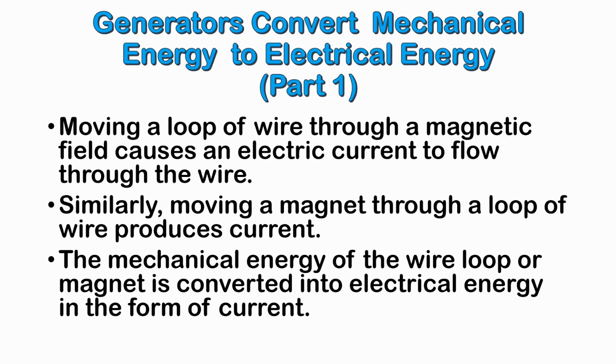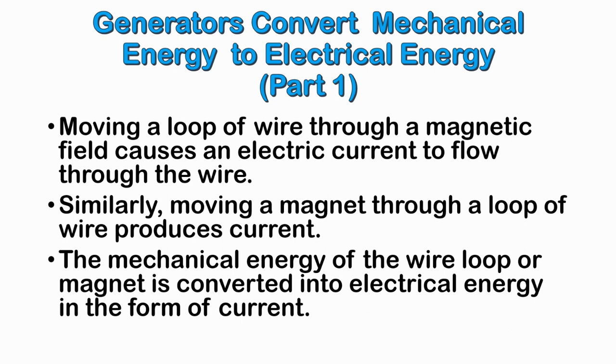Okay, moving a loop of wire through a magnetic field causes an electric current to flow through the wire. All right, so all you have to do is move the wire through that magnetic field, so you're providing the motion of the movement, and then electricity is generated. So moving a magnet through a loop of wire also produces current, and I'll show you an image of that in the next slide.